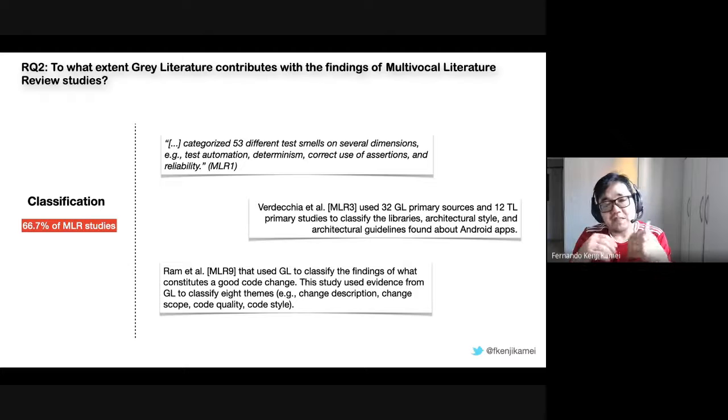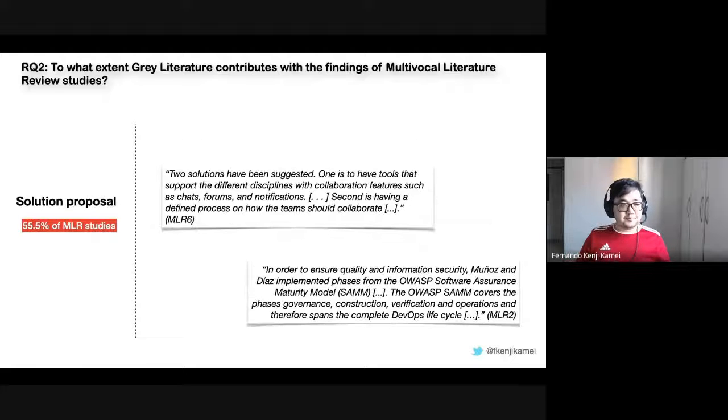We also identified gray literature that was used to classify several pieces of information. In this regard, extracting quotes as examples for this case was more difficult because most were presented in tables or figures. We also identified that gray literature was used to contribute some solution proposals. For instance, a maturity model for the DevOps lifecycle was proposed in Multivocal Study 2.